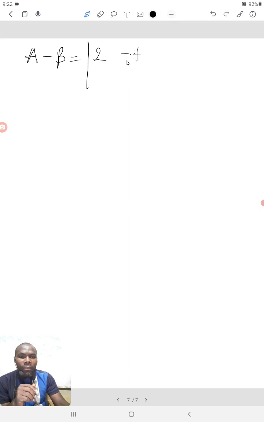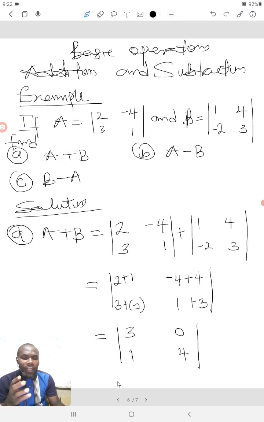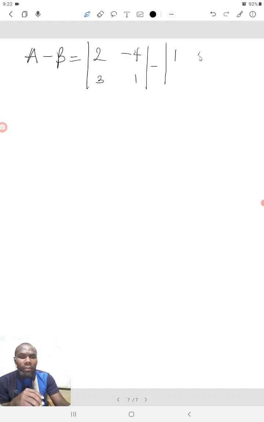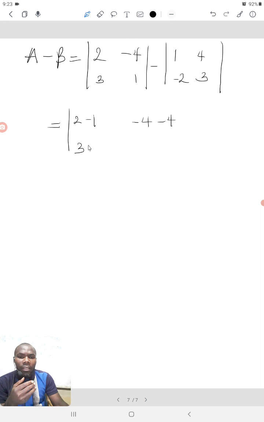2 minus 4, 3, 1, minus, write the value of B: 1, 4, minus 2, 3. So, to get the value for this, as I've said earlier, just say that 2 minus 1, minus 4, minus 4, 3 minus 2, 1 minus 3.